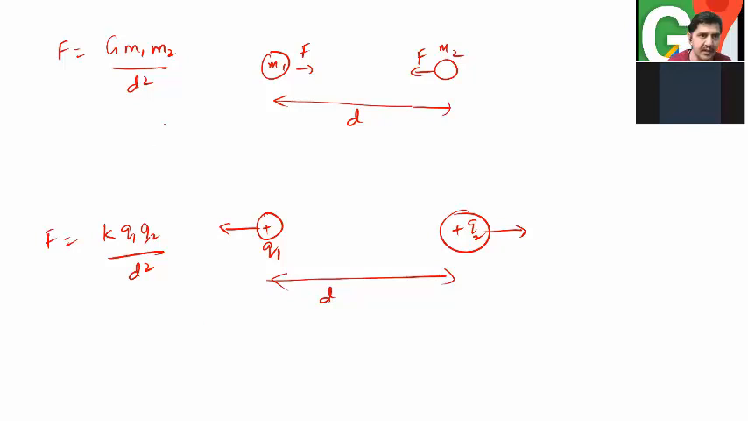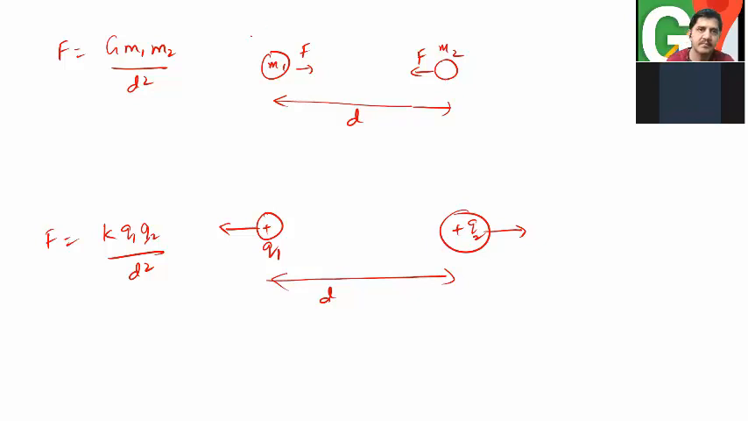Okay. So now let me ask one more question here. What is the acceleration of M1 and what is the acceleration of M2 due to these two objects? We are not on Earth. We are two different objects, M1 and M2, which are kept in space. They are mutually getting attracted by the gravitational force. What is the acceleration of M1? What is the acceleration of M2?